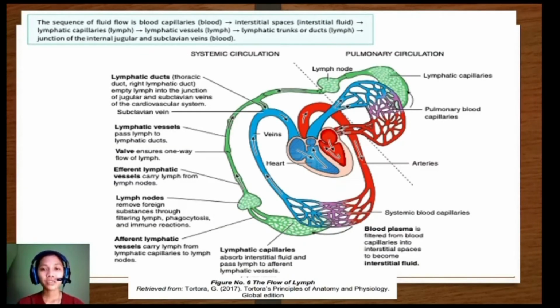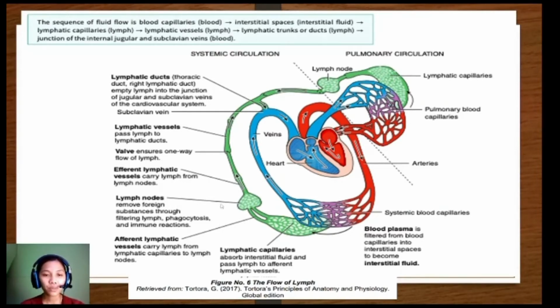So there are two circulations, the systemic and pulmonary circulation. As you can see here, blood plasma is filtered from blood capillaries into interstitial spaces to become interstitial fluid. After the systemic blood capillaries, it goes to lymphatic capillaries, which absorb interstitial fluid and pass lymph to afferent lymphatic vessels. Afferent lymphatic vessels carry lymph from lymphatic capillaries to lymph nodes. In these lymph nodes, foreign substances are removed through filtering of lymph, phagocytosis, and immune reactions.